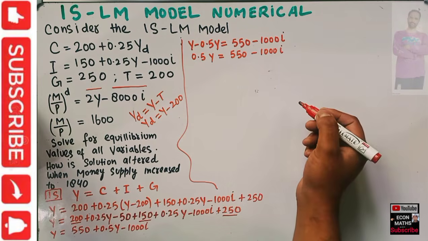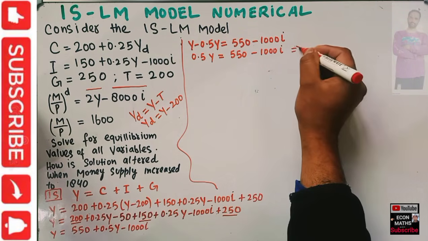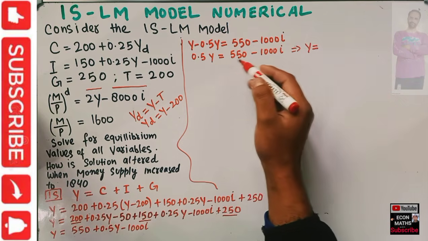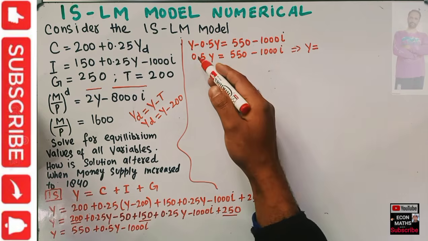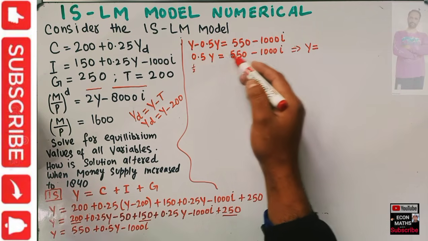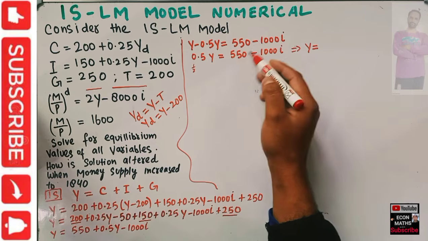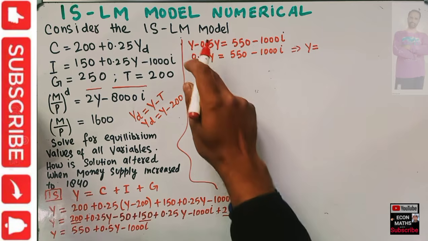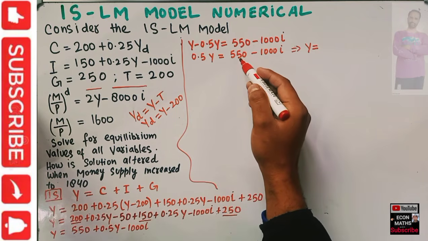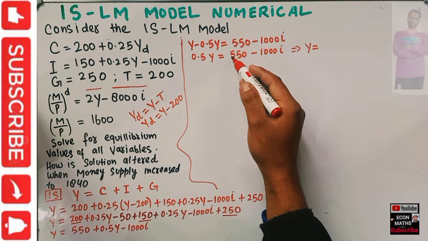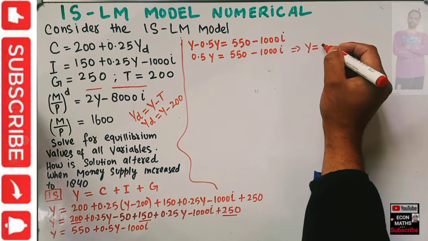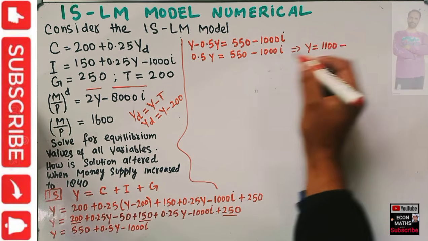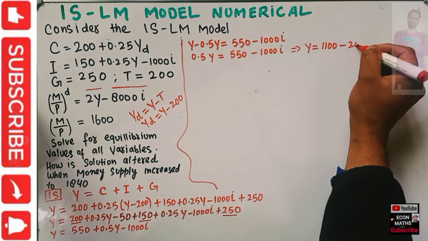Okay, that implies y is equal to, so if I transpose this 0.5, it will get divided to each of these terms. So 0.5 is actually 1 upon 2. When I transpose it here, it will get reciprocated and multiplied. So dividing 550 by 0.5 means multiplying it by 2. So 550 into 2 is 1100 minus this is 2000. Okay, 2000.